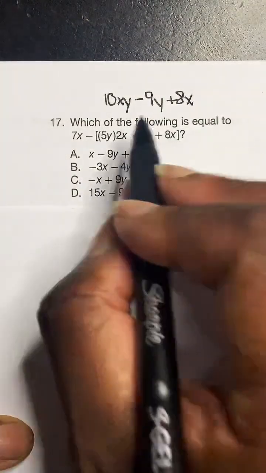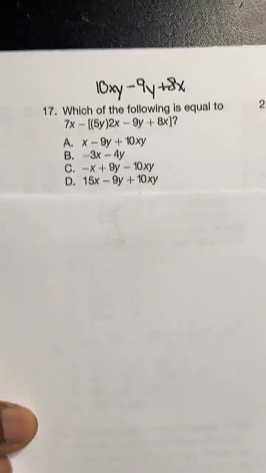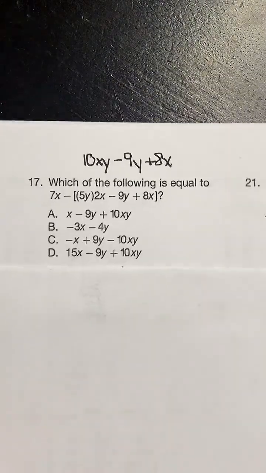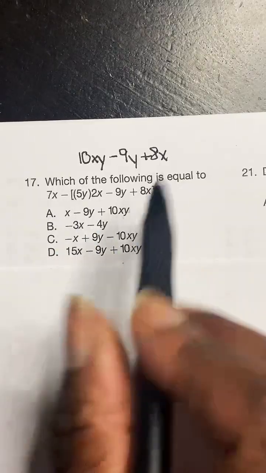Now we have our minus 9y and our plus 8x. Okay? So all of this was happening. But do we have any like terms? Sorry, all this publication keeps going into waste. So we don't have any like terms.